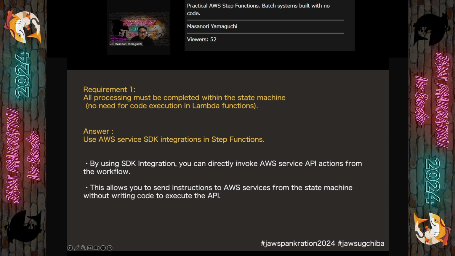Use AWS integrations in Step Functions. By using SDK integrations, we can directly call AWS service APIs as an API action from the state machine. So there's no need to write code for a Lambda function to execute almost any API.